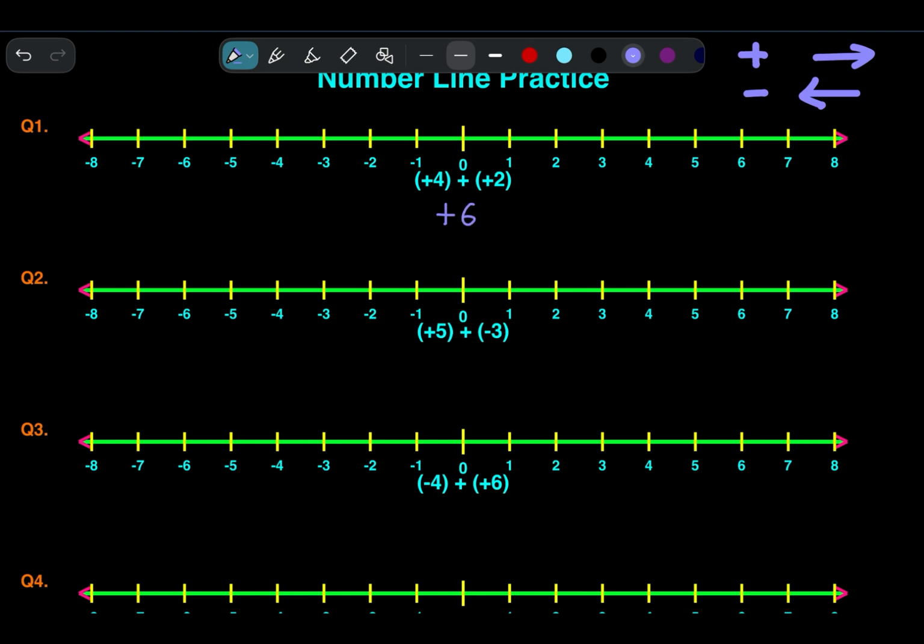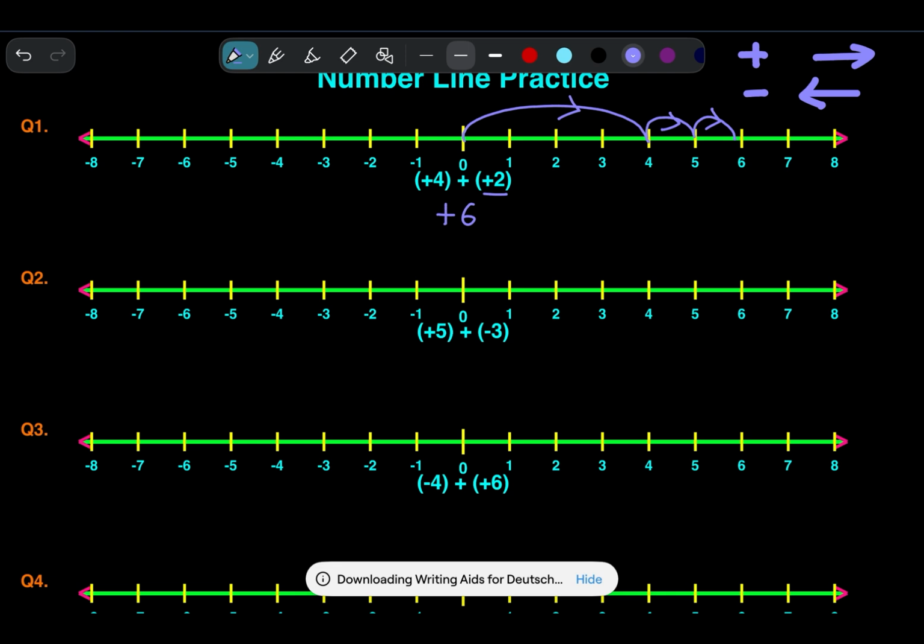So let me just show you the arrows, how you're supposed to place it if at all the teacher asks you. First is up to 4, right side we jumped, and again we jumped 2 more steps towards the right because it is positive 2. Look at the next one.